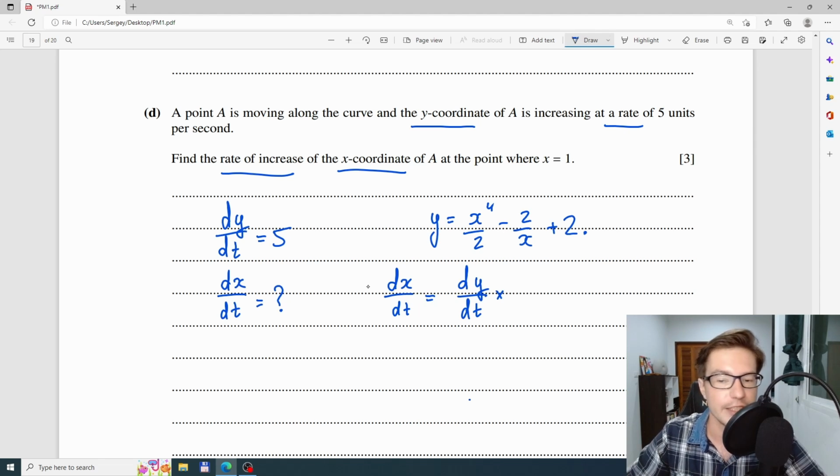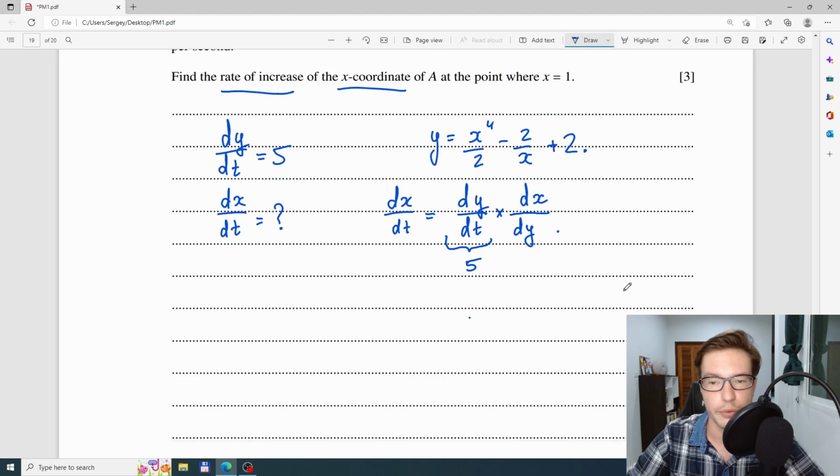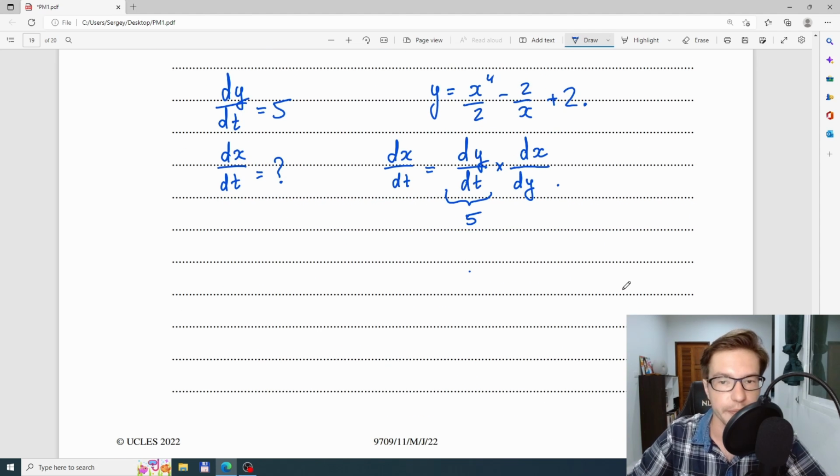Now, we don't really need dy. So it means I will multiply by something over dy. What should be on top? We need to get dx. So I'll put dx on top. And I already know that dy over dt equals 5. Now, I need to find dx over dy. How can I do so?